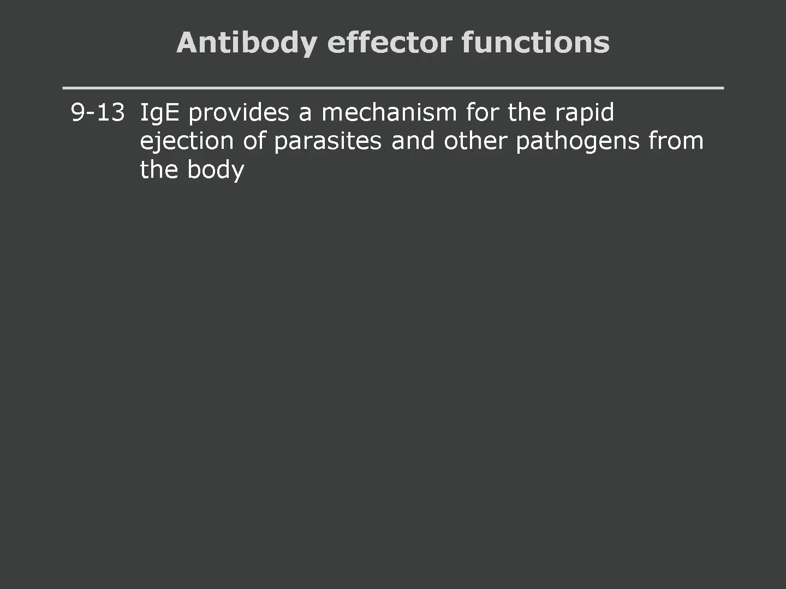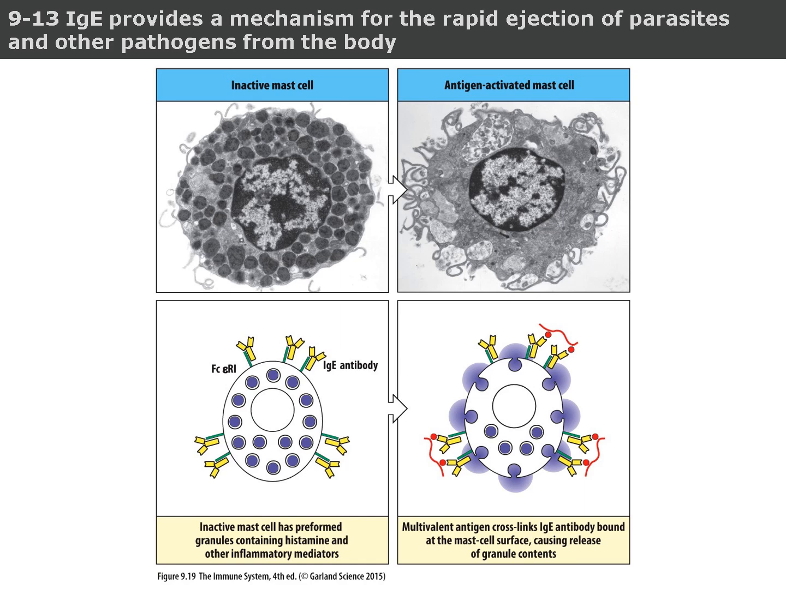IgE provides a mechanism for the rapid ejection of parasites and other pathogens from the body. This figure shows how IgE provides a powerful defense mechanism for the rapid ejection of parasites and other pathogens. In the left panel, we see an inactive mast cell filled with preformed granules that contain histamine and inflammatory mediators. These mast cells express high-affinity Fc-epsilon-RI receptors, which are loaded with IgE antibodies even in the absence of antigen.